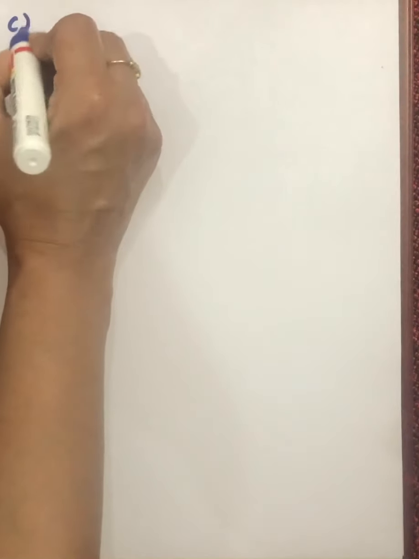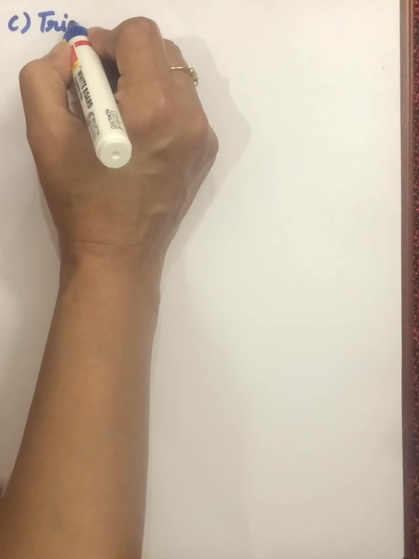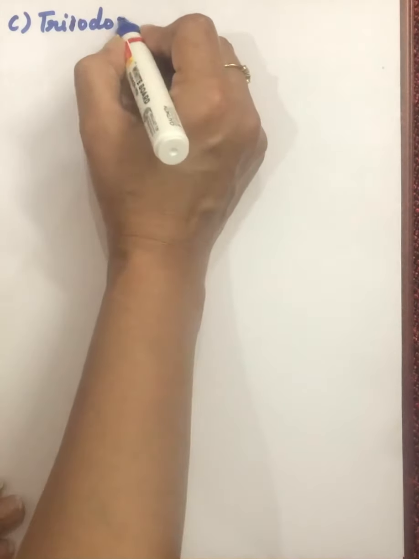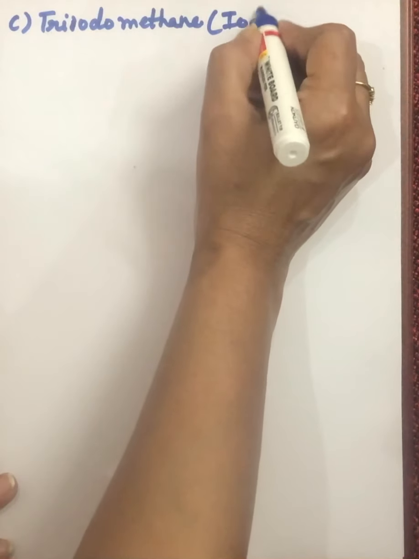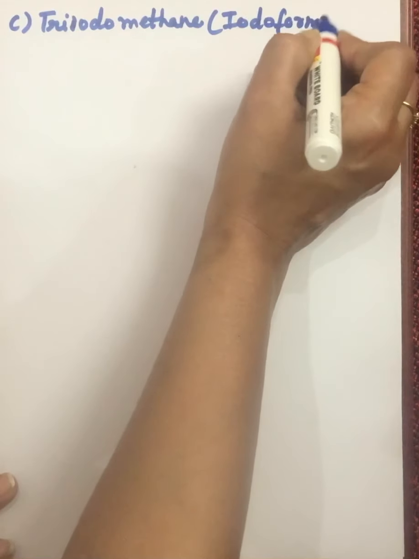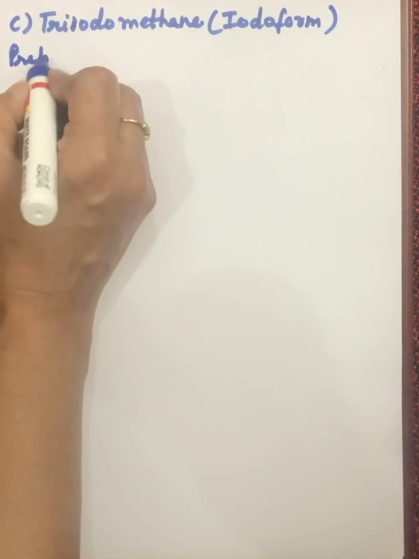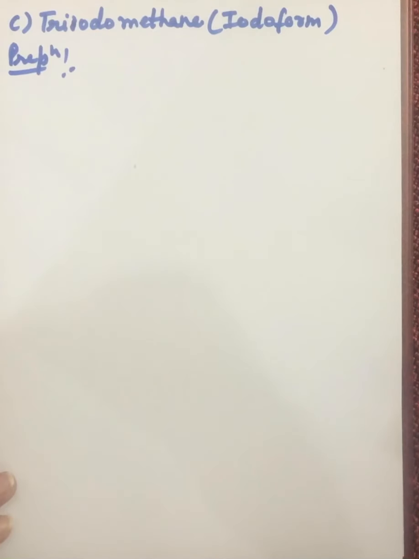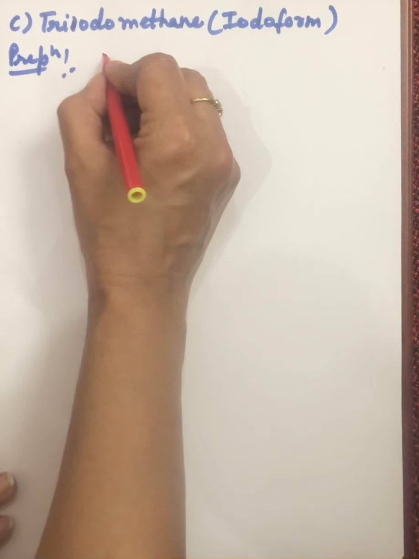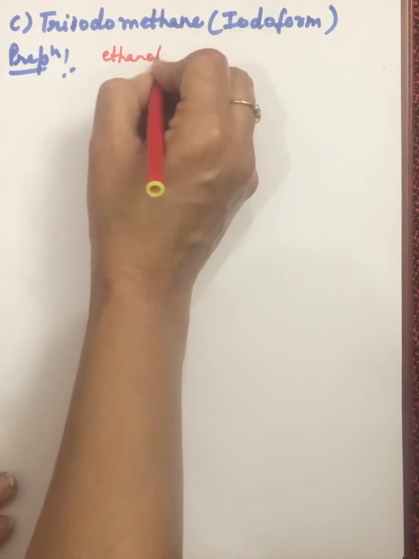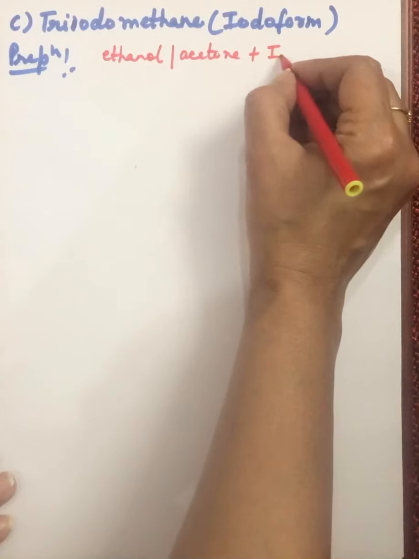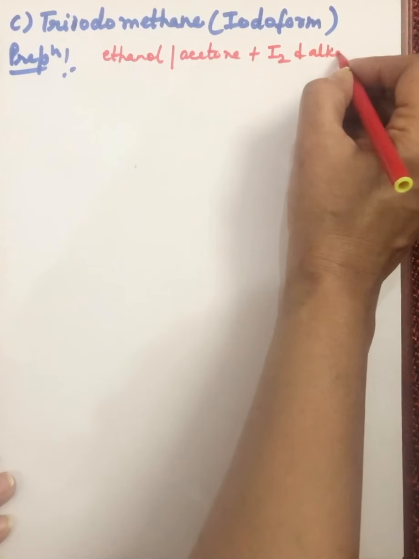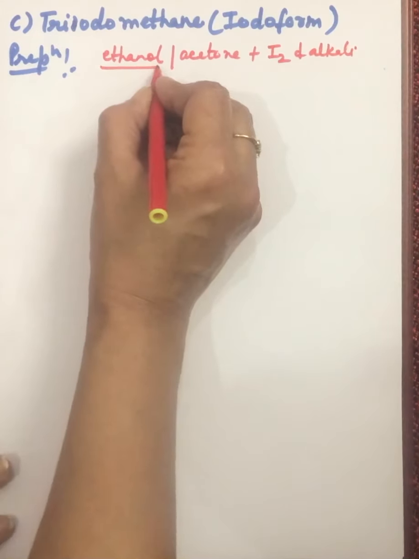The third compound after chloroform is triiodomethane, commonly known as iodoform. Its preparation. How is it prepared? It is prepared by reaction of ethanol or acetone with I2 and alkali. So first I am taking ethanol.